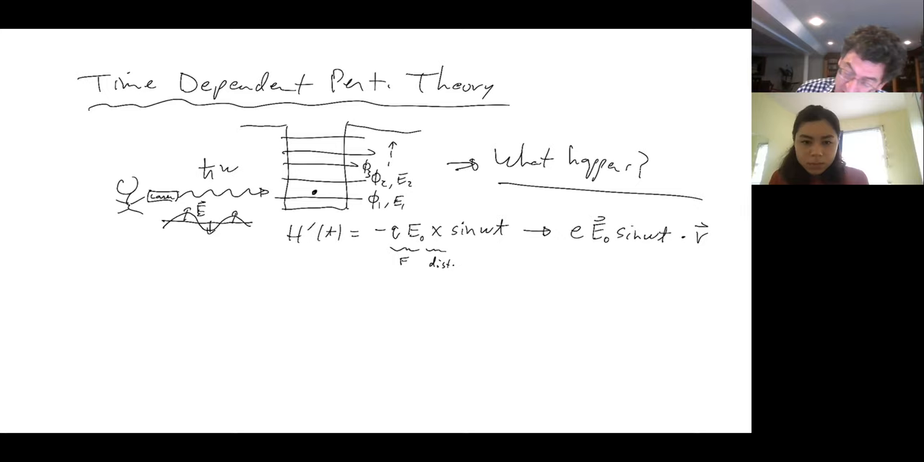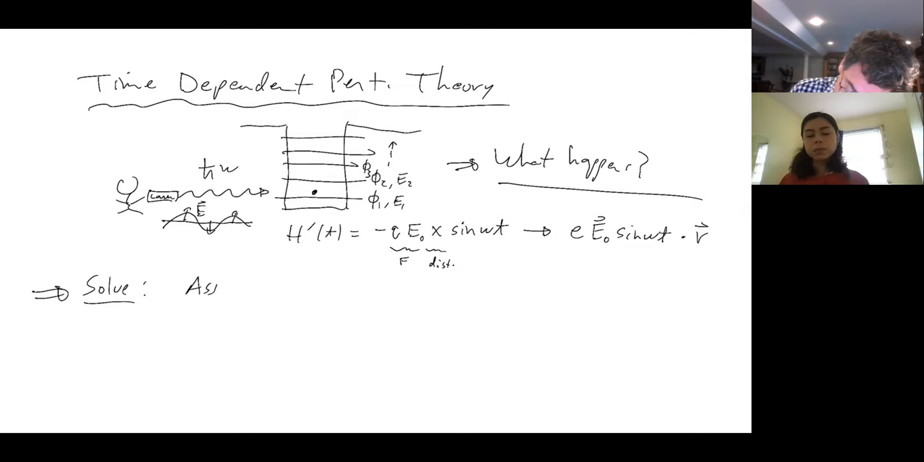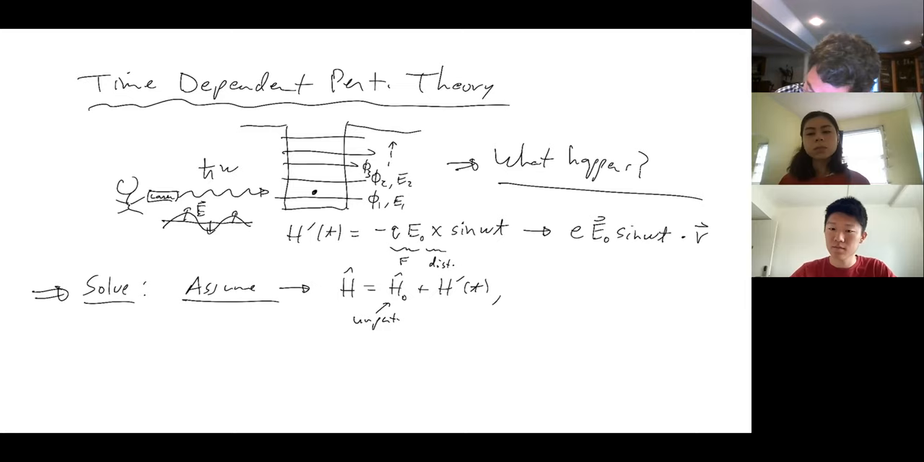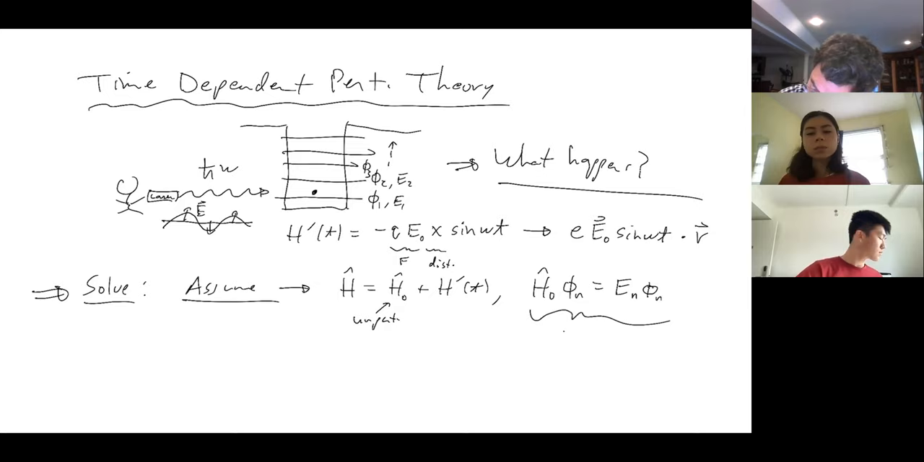All right, and so to figure out what's going on, what we did was say, well, let's use perturbation theory. It's not really an assumption. We just break up the problem. We'll say that the Hamiltonian is equal to our old unperturbed Hamiltonian plus the perturbation. That's our perturbation. And the old Hamiltonian we know just fine. That's always the assumption. We know the states and we know the energies of the unperturbed Hamiltonian.